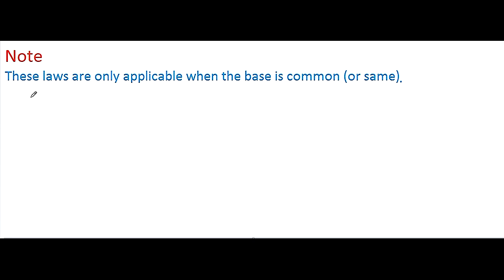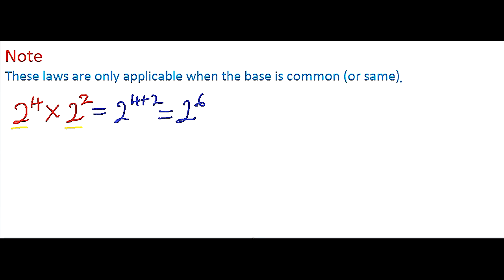Now that we know the 3 rows of indices, it is important to note that these rows are only applicable when the base is common or the same. For example, if we have 2 to power 4 multiplied by 2 to index 2, then 2 is the base, and therefore we can apply the first row of indices, which will give us 2 to power 4 plus 2, which is equal to 2 to power 6. But if we have an expression like 2 to power 4 multiplied by 3 to power 2, because the two bases are different, we cannot apply the rows of indices. So here you cannot apply the rows of indices, but you can do it here.